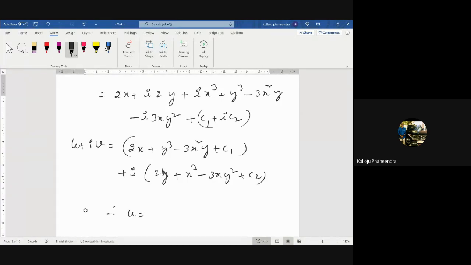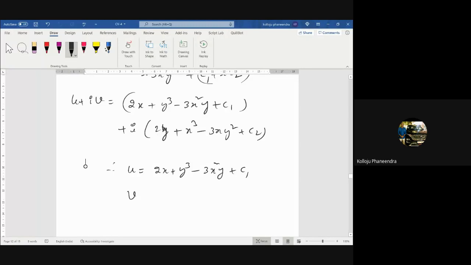Therefore, u function is 2x plus y cube minus 3x square y plus c1, which is the real part, and the imaginary part v is x cube minus 3x y square plus 2y plus c2. This is one procedure of finding the analytic function and getting u and v. Any doubts?